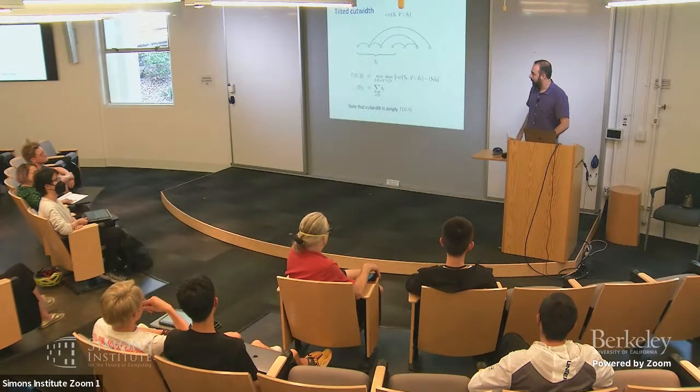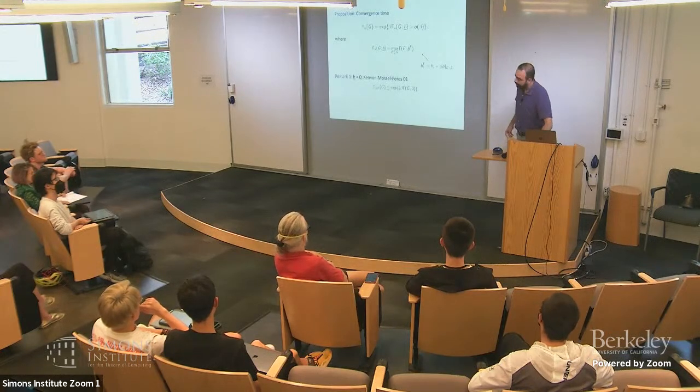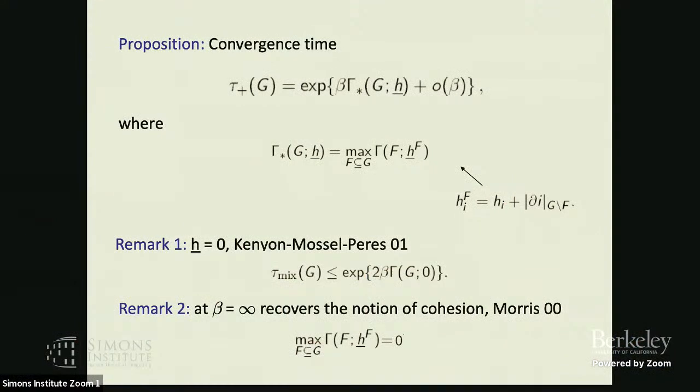So it turns out that the hitting time, the rate of convergence, is exponential in this quantity that I showed you. Essentially, when you look at the gamma slope, you have to look at not just the tilted cut width of the graph itself, but also all of the subgraphs.